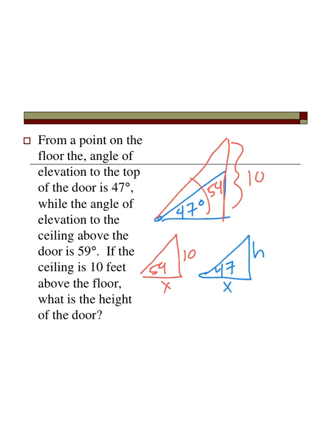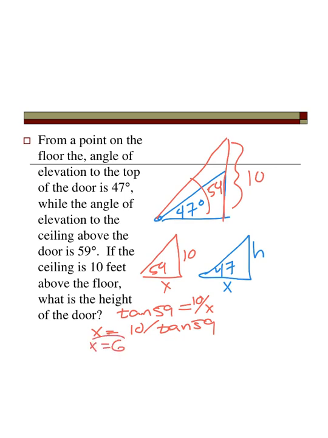Okay, let's go ahead and set up an expression here. So for my red triangle, involving all three of that information, we have the tangent. So I have tangent of 59 is equal to 10 over x, which means that x is going to equal 10 divided by the tangent of 59. And I'm going to get approximately 6 for my x value.